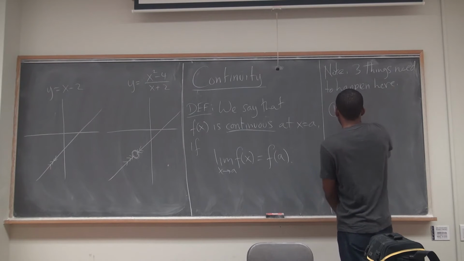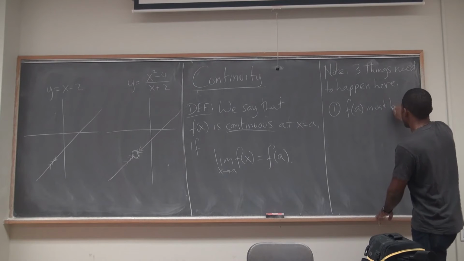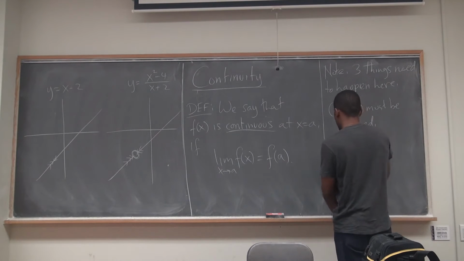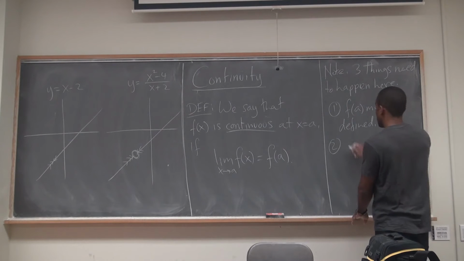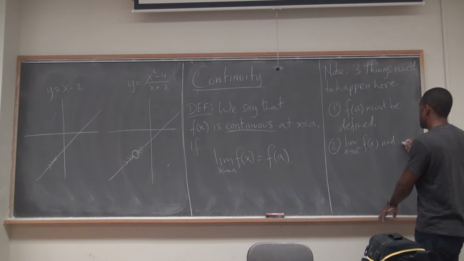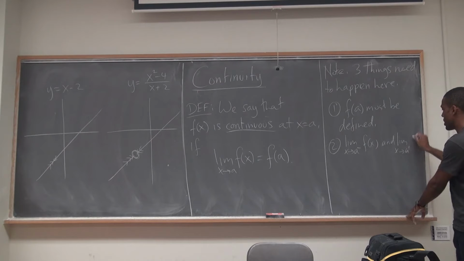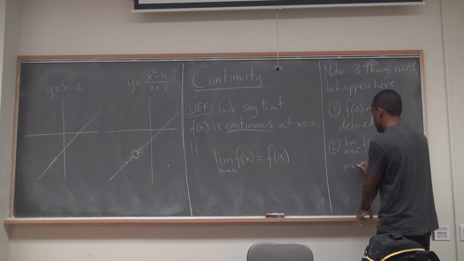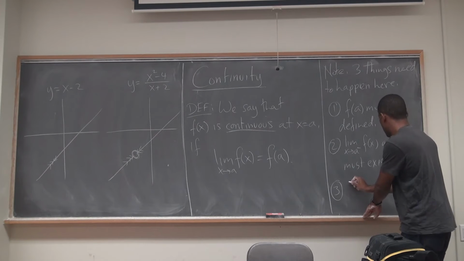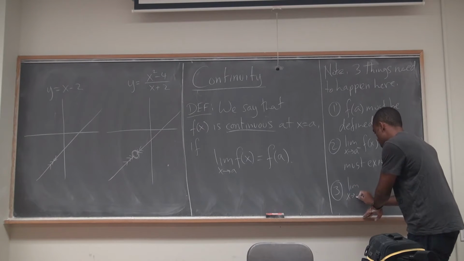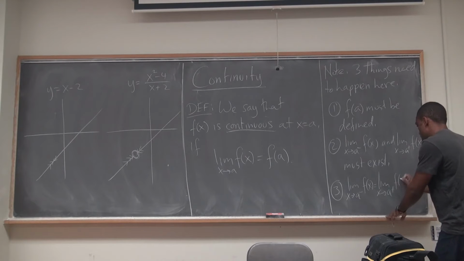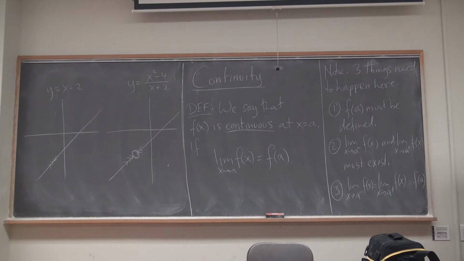One, f of a must be defined. There must be an output when your x value is a, otherwise the right side of the equation won't make sense. Two, the one-sided limits must exist: as I approach a from the left of f of x, and as I approach from the right of f of x, they must exist. And three, they must be equal. So the limit as I approach from the left must be the same as the limit as I approach from the right, and they both must be the same as the value of the function.